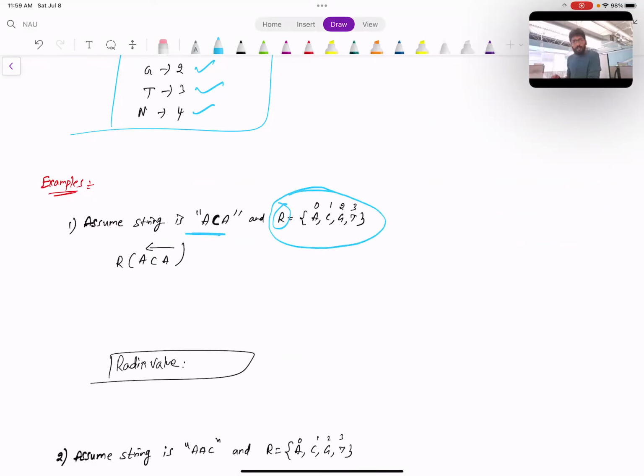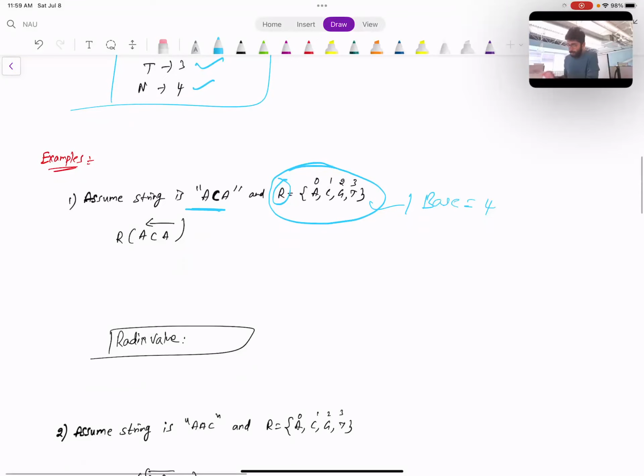And how many characters do we have here? 4. So your base is 4. This is what is important. The base is 4 here because we have only considered 4 characters. Here we didn't consider N. This is one such example. We have other examples which consider N. So here the base is 4.